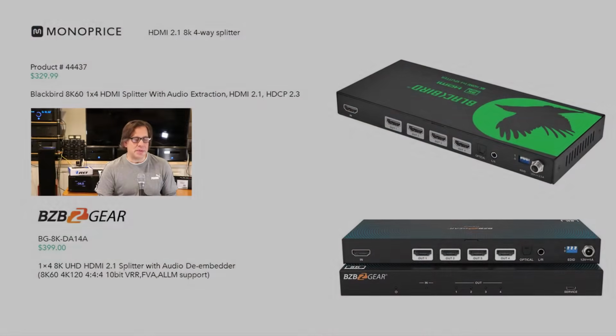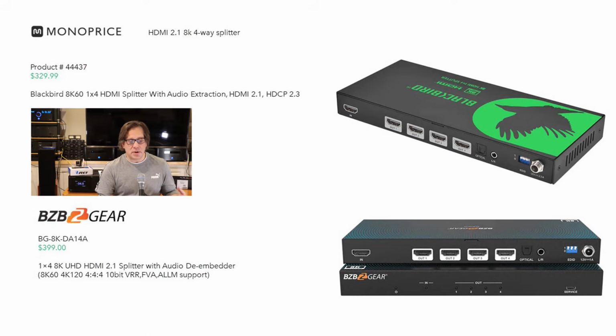Well, when I started researching this, ideally I wanted to get 8K capable splitters. When I went to look for this, I found that 4-channel 1x4 splitters are expensive. I found a couple that are out there. Monoprice sells the Blackbird 8K60 1x4 HDMI splitter. It also does audio extraction to Toslink optical and to an analog left and right through a 1/8" mini jack.